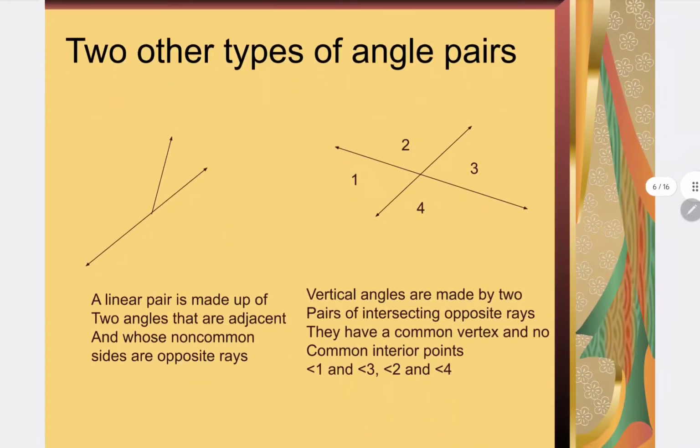There are two other types of angle pairs. A linear pair is made up of two angles that are adjacent and whose non-common sides are opposite rays. So in this drawing, angle 1 and angle 2 are a linear pair. Vertical angles are our other type of angle. They are made by two pairs of intersecting opposite rays. They have a common vertex and no common interior points. They do not share a common side.